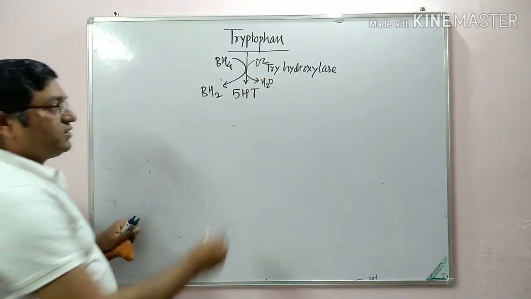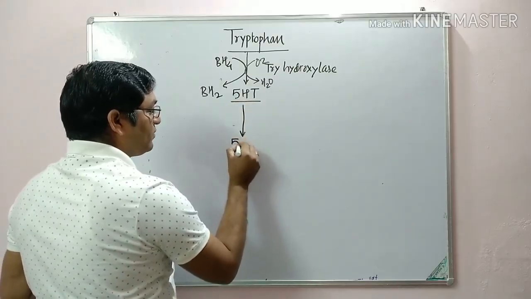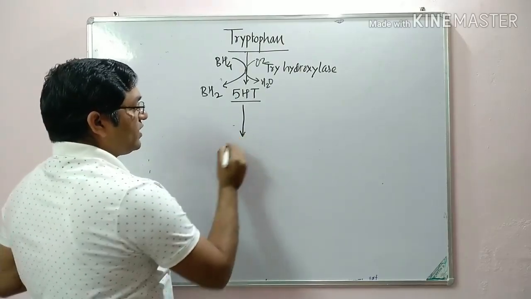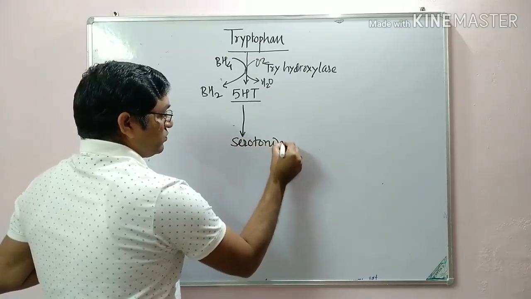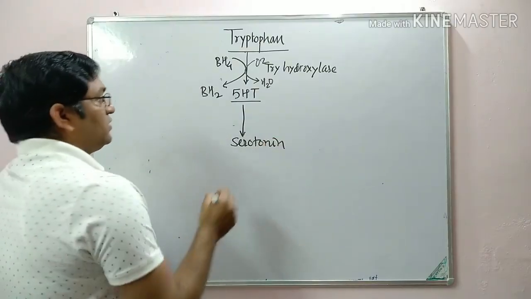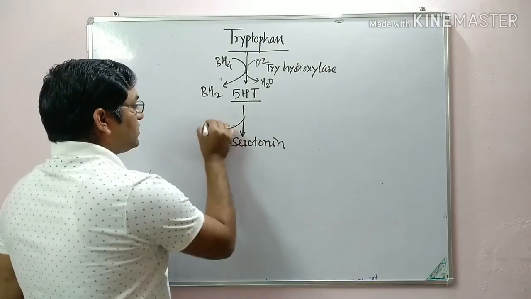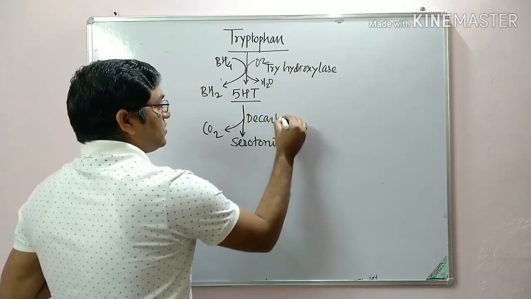Now in the second reaction, this 5-hydroxytryptophan is converted into 5-hydroxytryptamine. The other name for 5-hydroxytryptamine is serotonin. This is with the help of the decarboxylase reaction. Here there is removal of CO2, and this is the decarboxylase reaction.